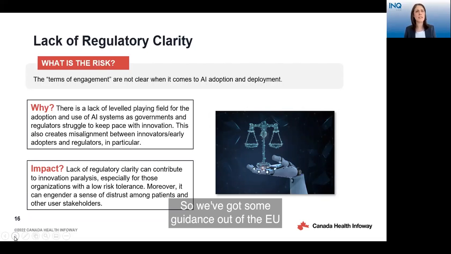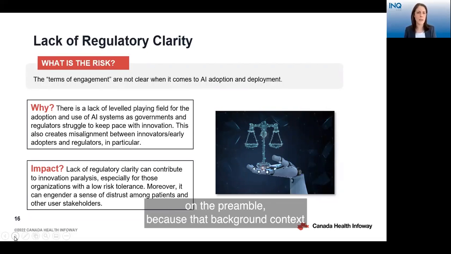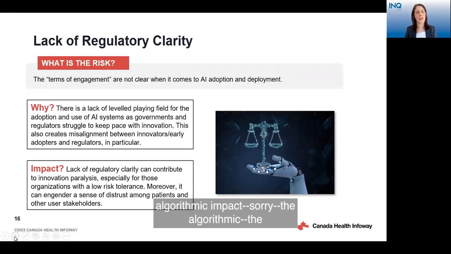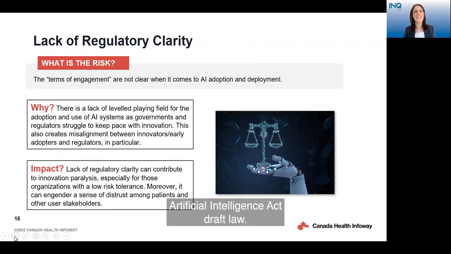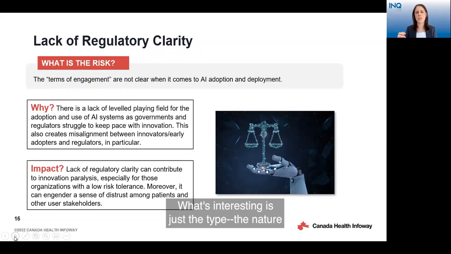So we've got some guidance out of the EU that has been building over years. And if you have the interest in reading that draft law, really spend a few minutes on the preamble, because that background context will show you how much work has gone into the Artificial Intelligence Act draft law. Now, whether you agree with the way it's been drafted or not, doesn't matter. What's interesting is just the nature of the topics that were covered, the nature of the advice and the guidance that is being provided, and then noticing the importance of the impact assessment.